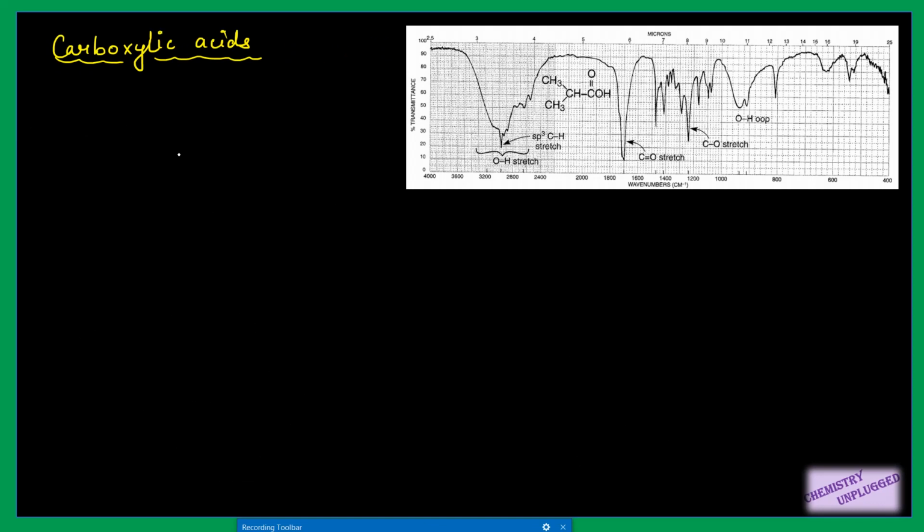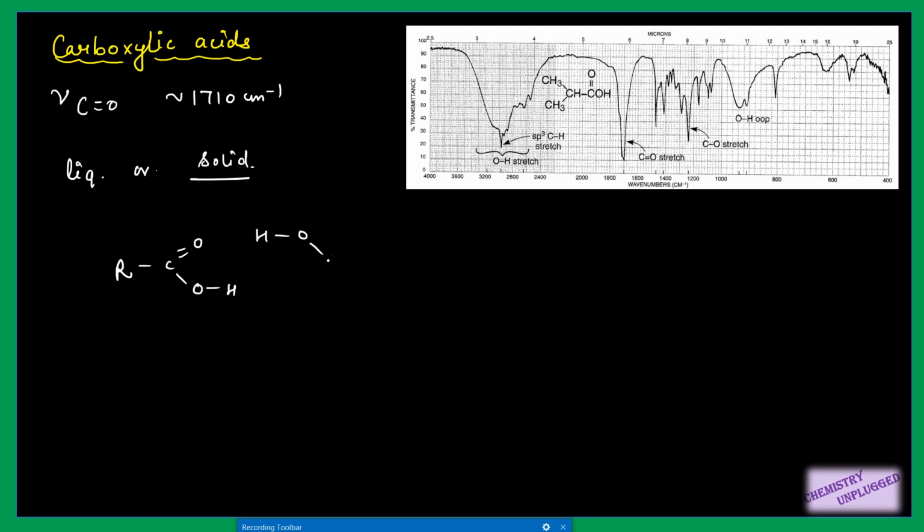So in the starting we have seen that for carboxylic acid the base value of CO vibrational frequency is near 1710 centimeter inverse, right? But this value is for when we have carboxylic acid in liquid form or in solid form, because in liquid or in solid form the carboxylic acid exists in dimeric form, right? And because of this dimeric form, this CO bond will become weaker in nature.